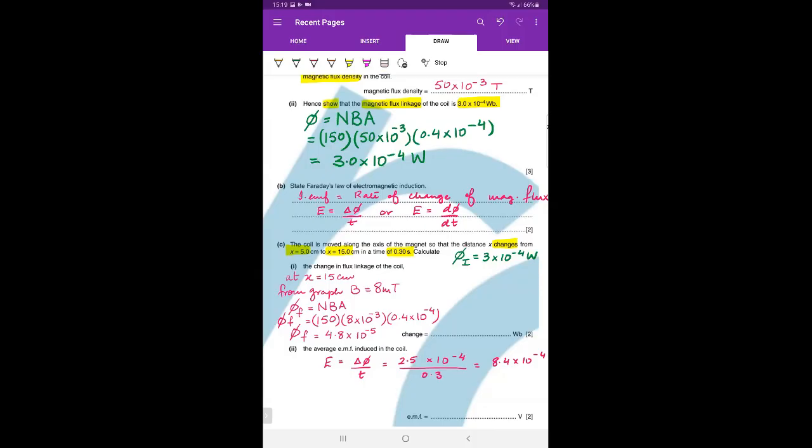If you compare the two answers, you can recognize that a change in cutting effect is definitely happening. From an initial value of 3 times 10 to the power of minus 4, the changed value is 4.8 times 10 to the power of minus 5. So change in cutting effect has been established, and that is what they were asking you.